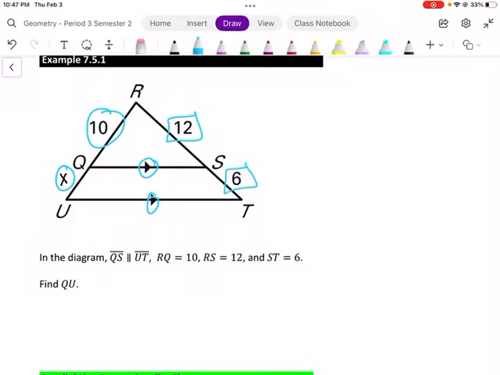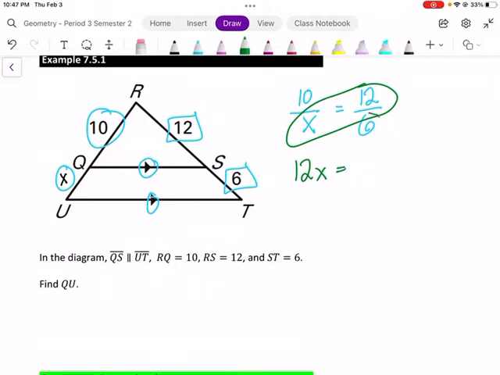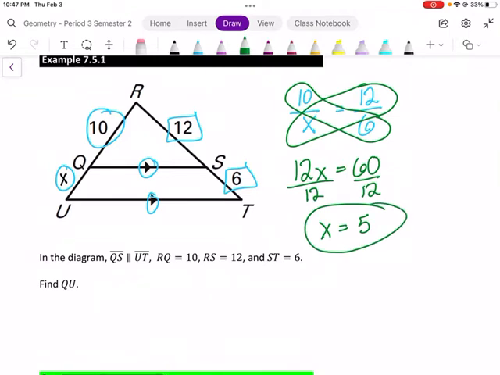And if they're on the same side, we know those go together. So we'll have 10 over x equals 12 over 6. Then we can cross multiply to get 12x equals 60. Divide both sides by 12, and we will end up with x equals 5.